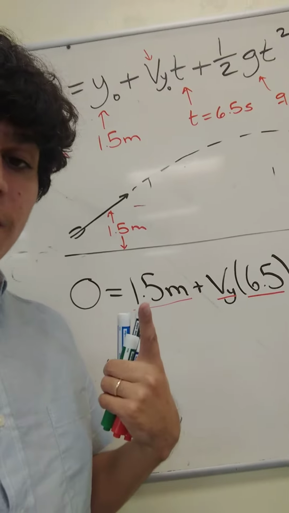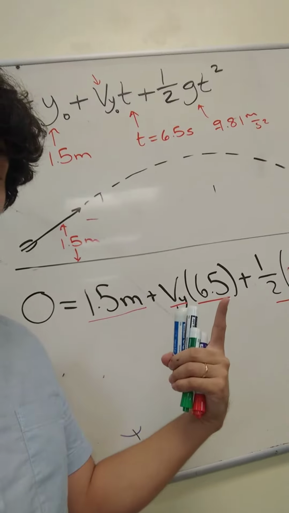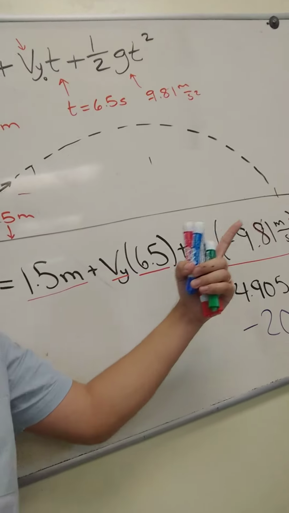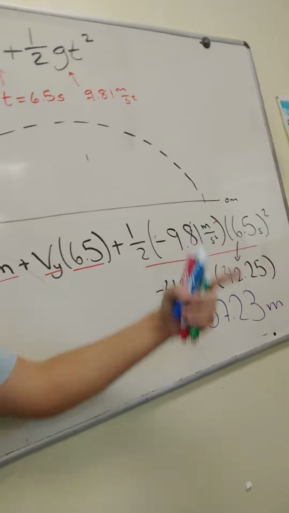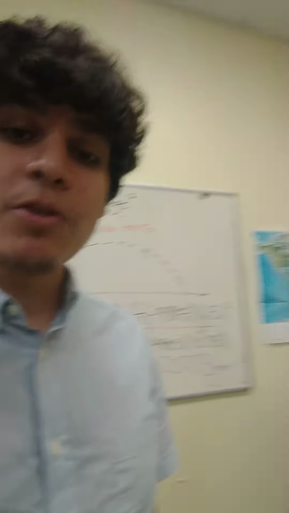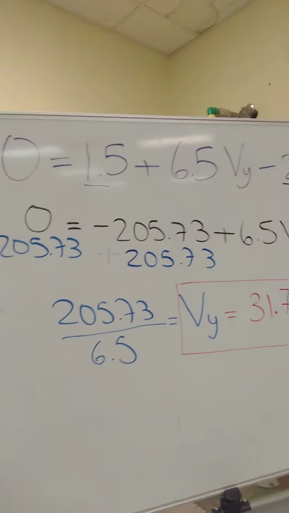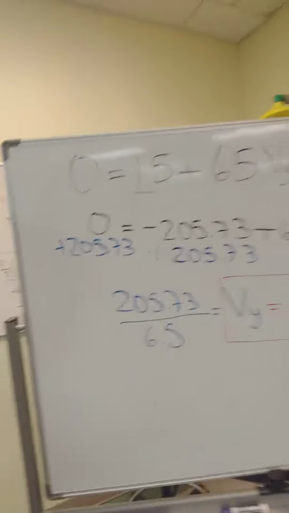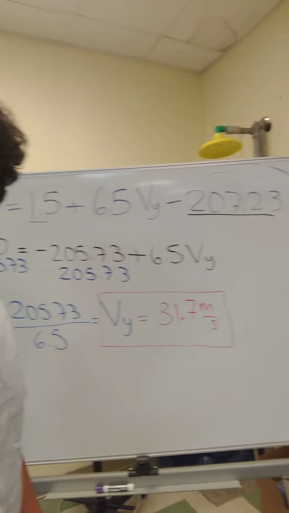We knew how high the arrow was originally. We knew how much time it took to get there. We already know gravity, and then again we know time. So let me just save you some time on your math. If you did all your math correctly, then you end up with an equation that looks like this.